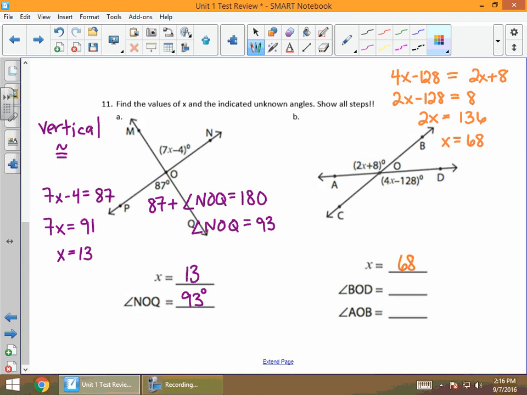And then I have to find two things. I have to find BOD and AOB. I'm actually going to find AOB first, because there is a variable I can plug into this. So AOB is going to be 2 times my x value, which is 68, plus 8. So 2 times 68, would that be 120 and 16, so 136, plus 8. If I add 136 and 8, I get 144. So that is 144 degrees. That's AOB, 144.